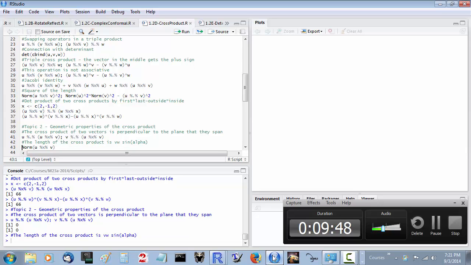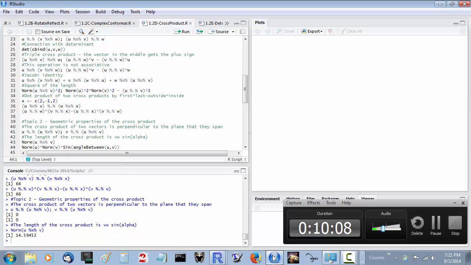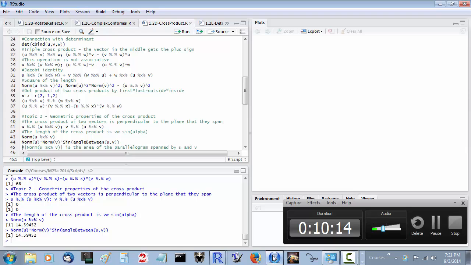Remember, the dot product is equal to the product of the lengths times the cosine of the angle between the two vectors. The length of the cross product is the product of the length of the two vectors multiplied by the sine of the angle between them, as I can verify in a specific case by taking the length of the cross product, and alternatively by taking the product of the lengths and multiplying it by the sine of the angle between the two vectors.